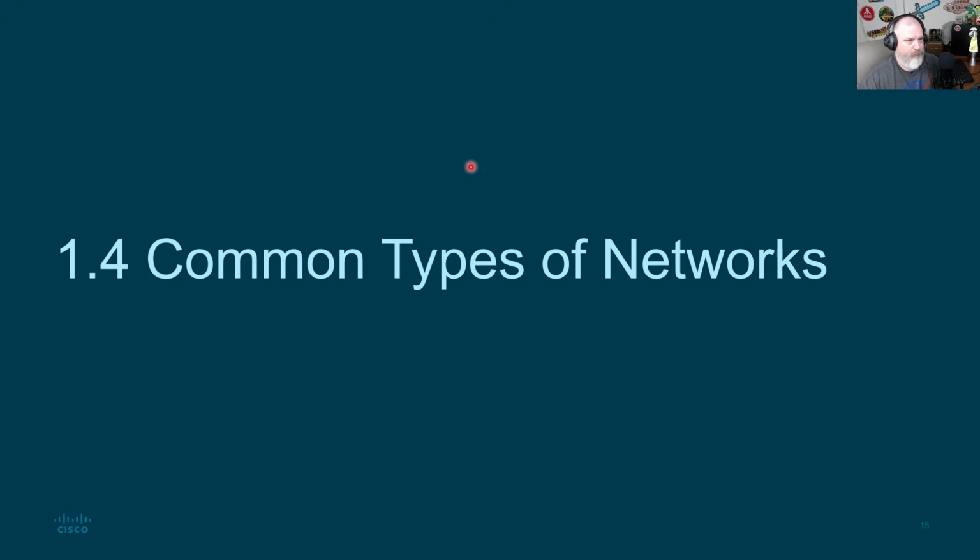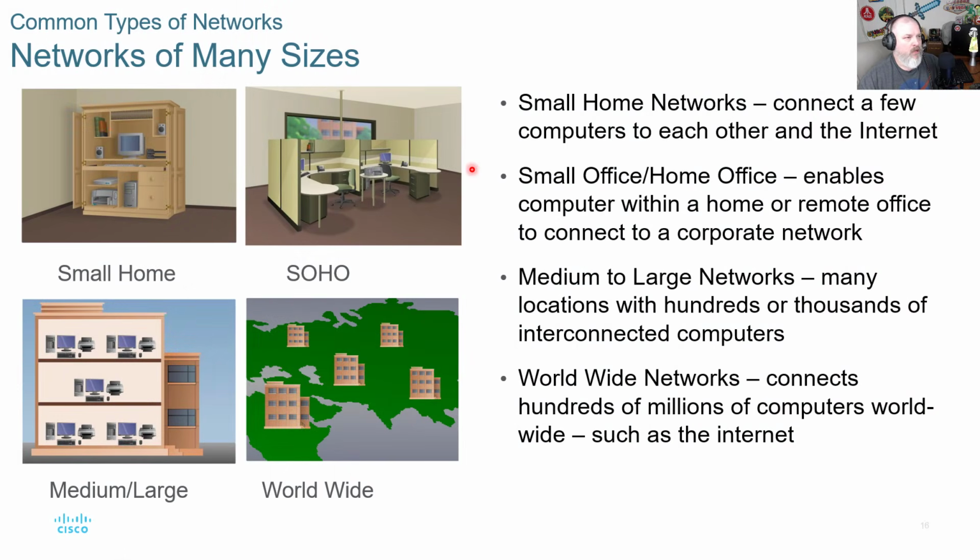Common types of networks. Some of the common types of networks come in all different sizes. You have maybe a small home network. Here in my house, I have a small home network. I have 2 different wireless routers. I have a switch over here on my desk that I use to connect my computer and my laptop. And then I've got some wireless routers that I connect my phones to, my other smart devices, different things like that. Then you have a small office, home office.